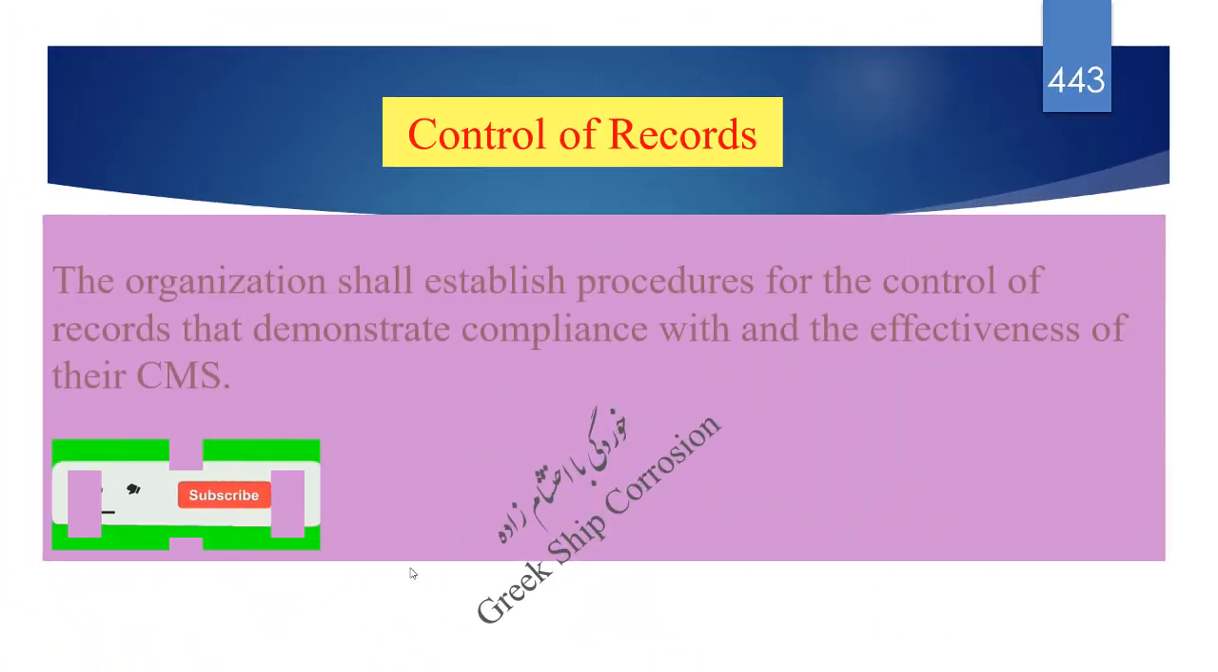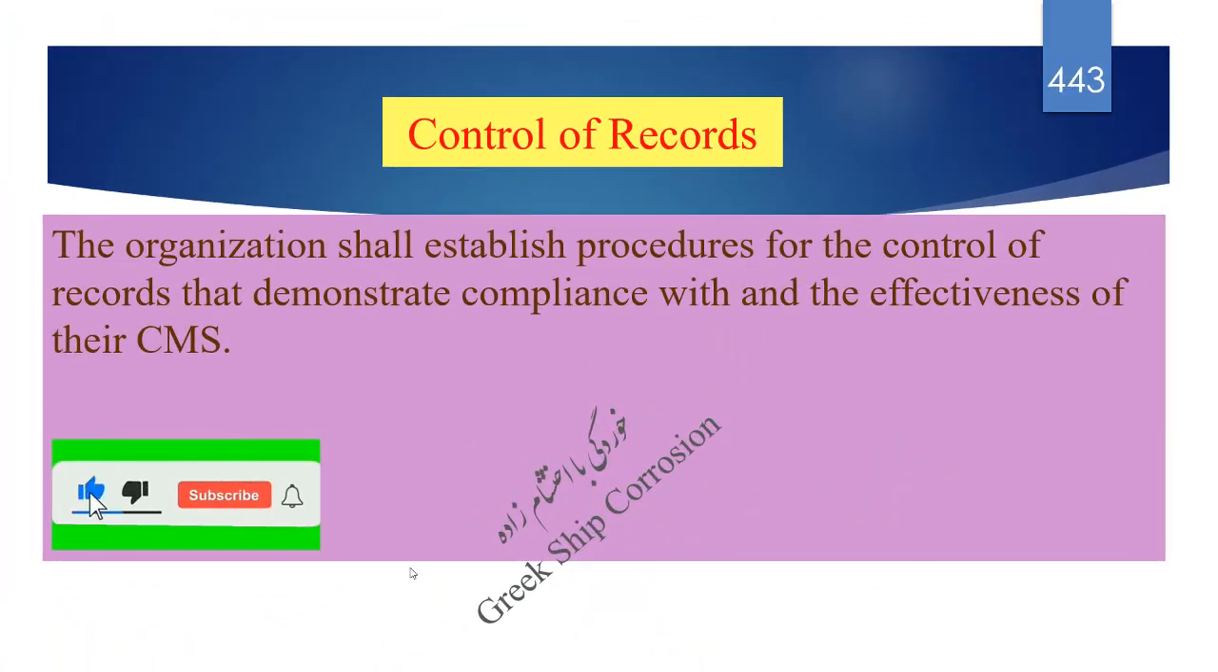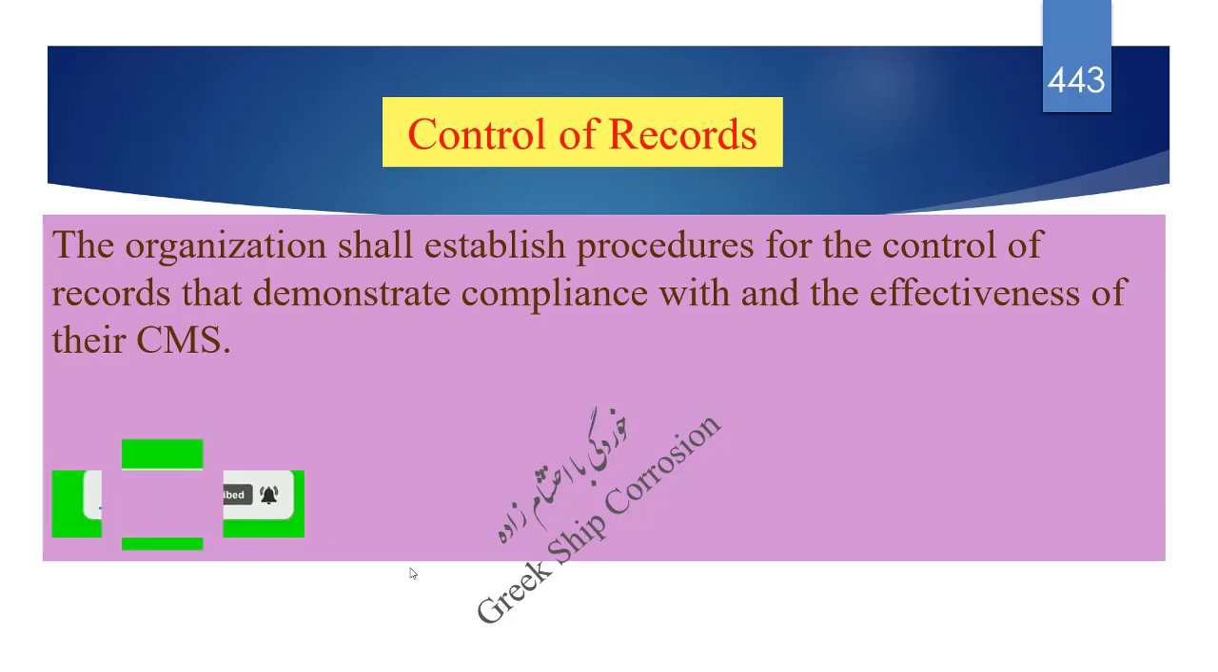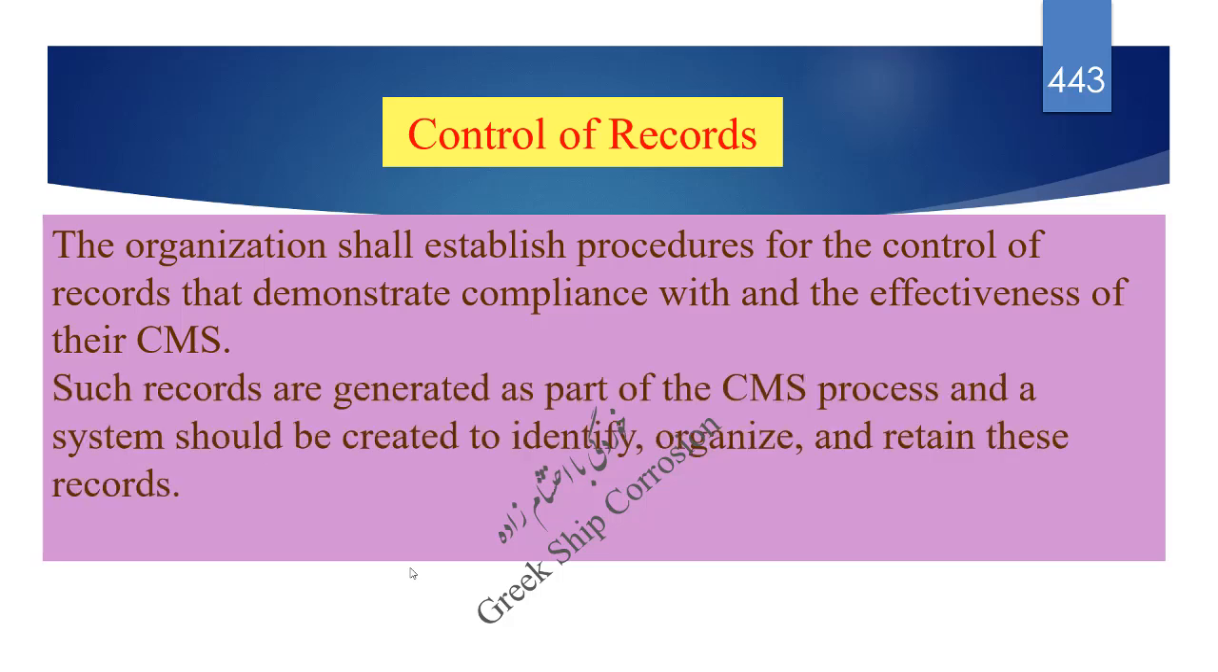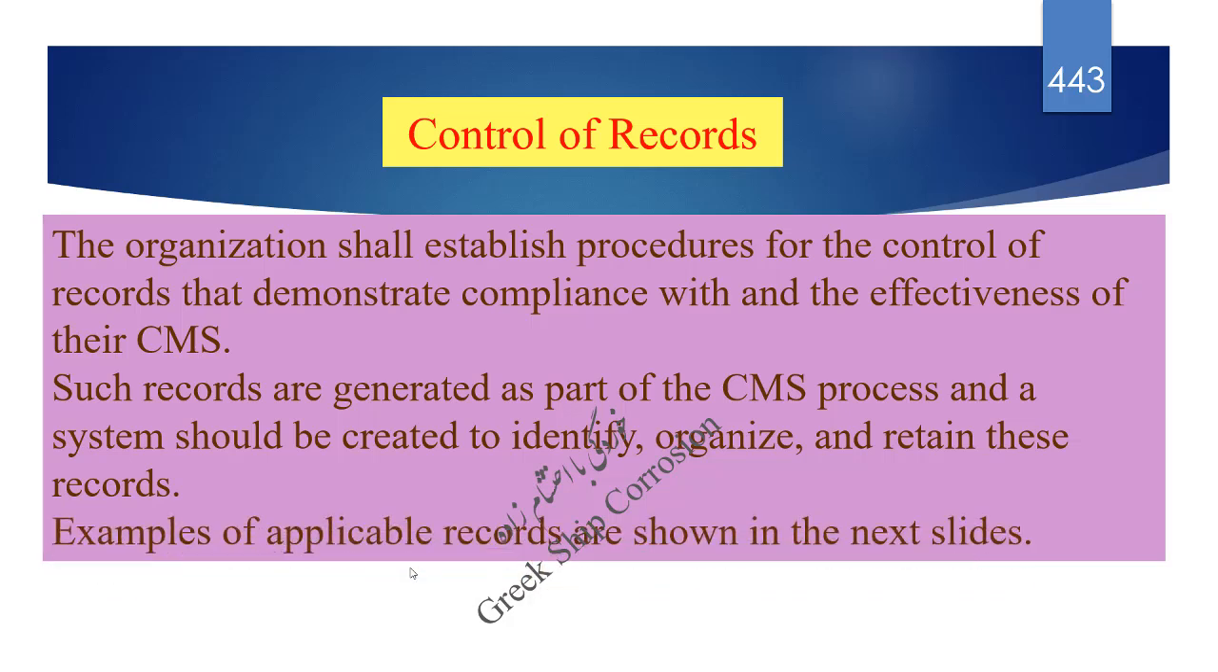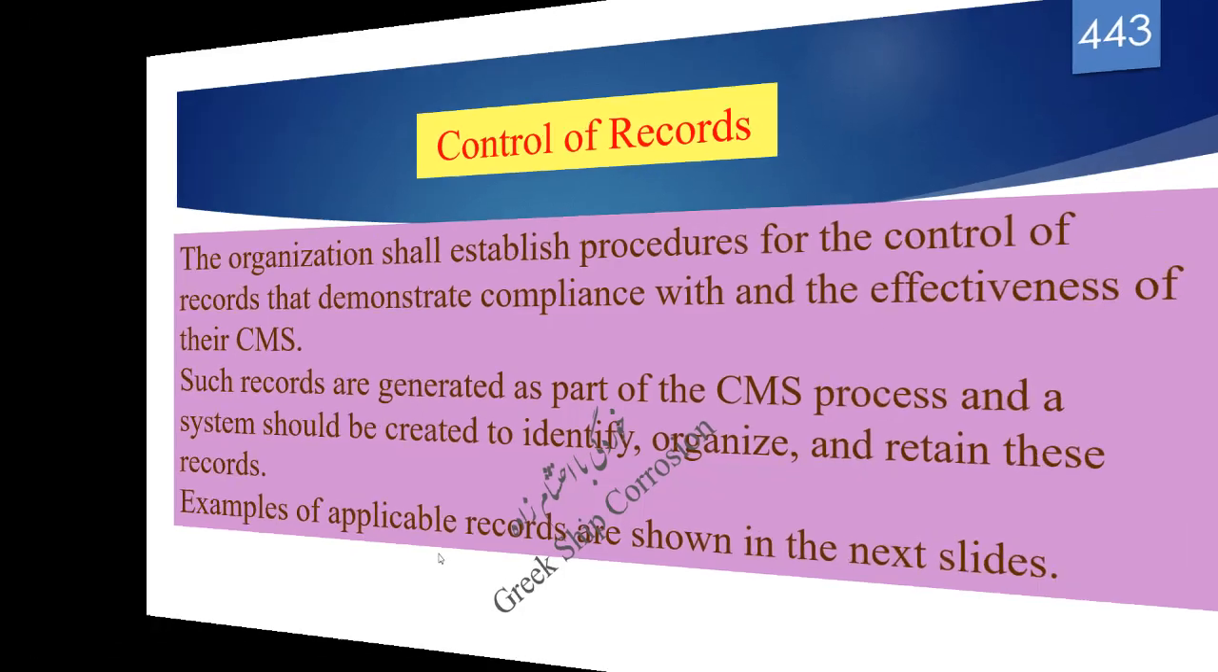Control of records. The organization shall establish procedures for the control of records that demonstrate compliance with and the effectiveness of their CMS. Such records are generated as part of the CMS process, and a system should be created to identify, organize, and retain these records. Examples of applicable records are shown in the next slides.